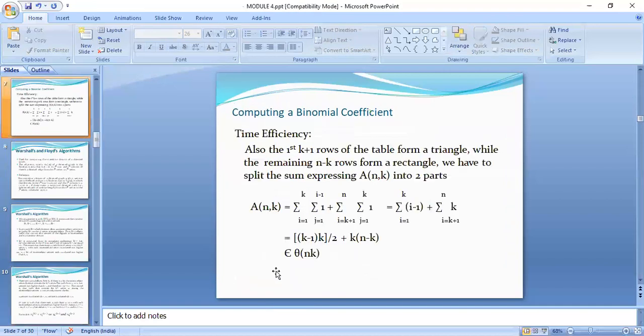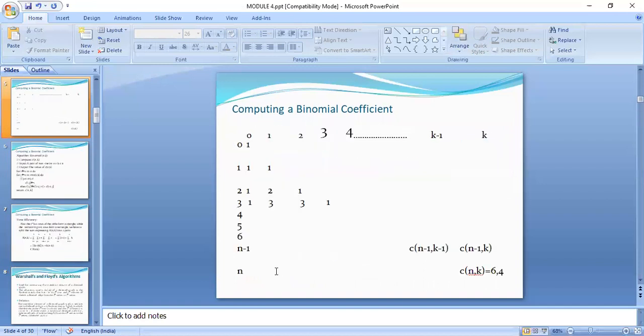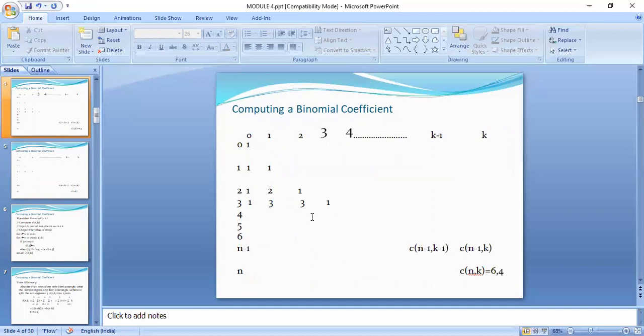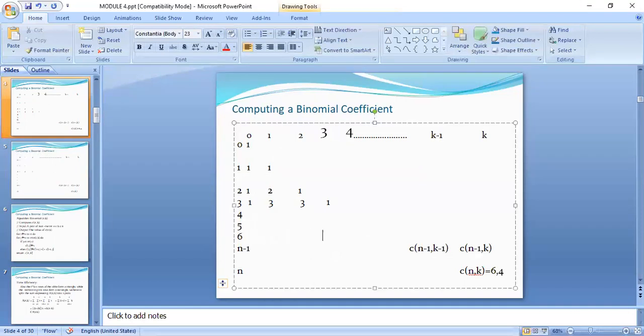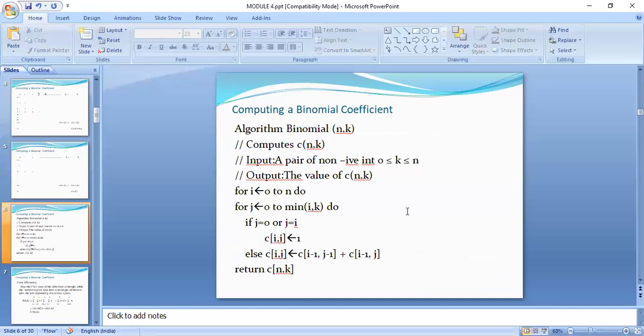So here when you see the time complexity, it will be calculated based on two things. What are the two things? For this table, if you say we are going to calculate C(6,4), it will be in the form of a rectangle up to this point, and beyond this it will be in the form of a triangle. So this is what we are going to find out in this binomial coefficient.